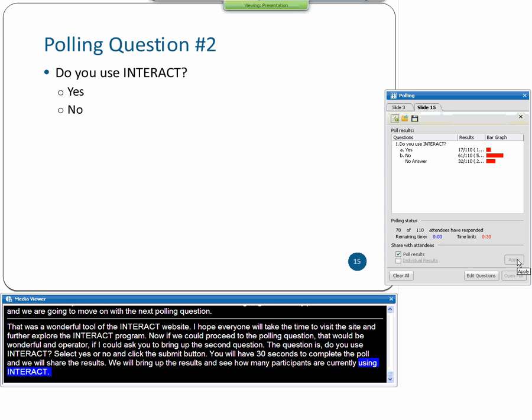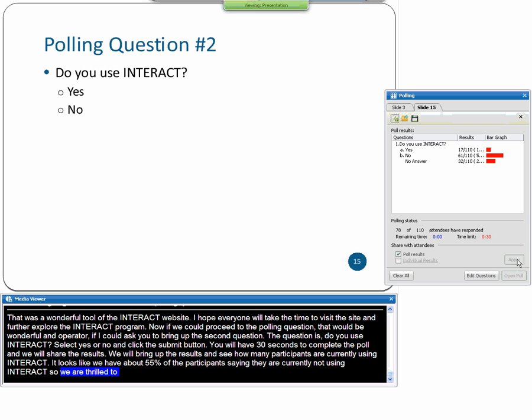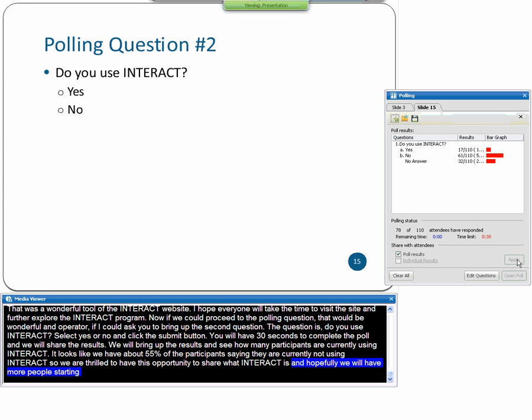And here they are. It looks like we have about 55% of the participants saying that they are currently not using Interact. So we certainly are very thrilled to have this opportunity to share with everybody what Interact is, and hopefully we'll have more people starting to implement it. So this is a wonderful opportunity. And with that, I will turn it back over to Loretta, who's going to start explaining some of these communication tools.